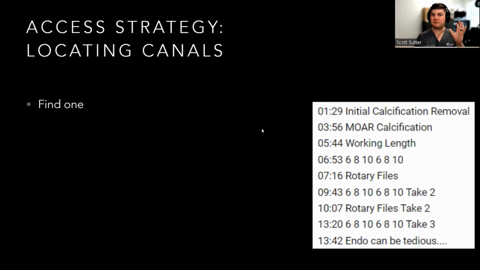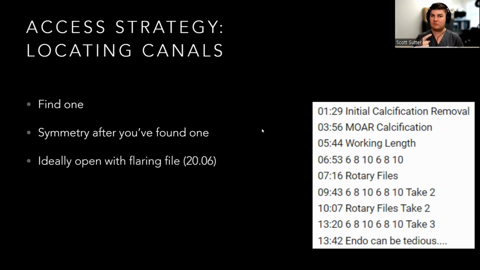But once you've found one canal, it becomes so much easier. Their teeth tend to be symmetrical. So lowers tend to be symmetrical, back and forth. Uppers are a little bit different depending on which one it is. But once you've done a few of these, you'll figure out roughly where they're going to be.